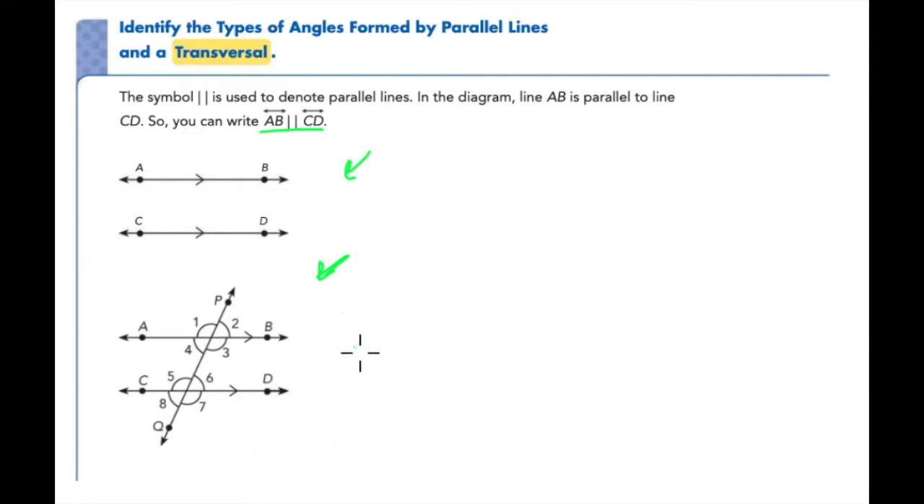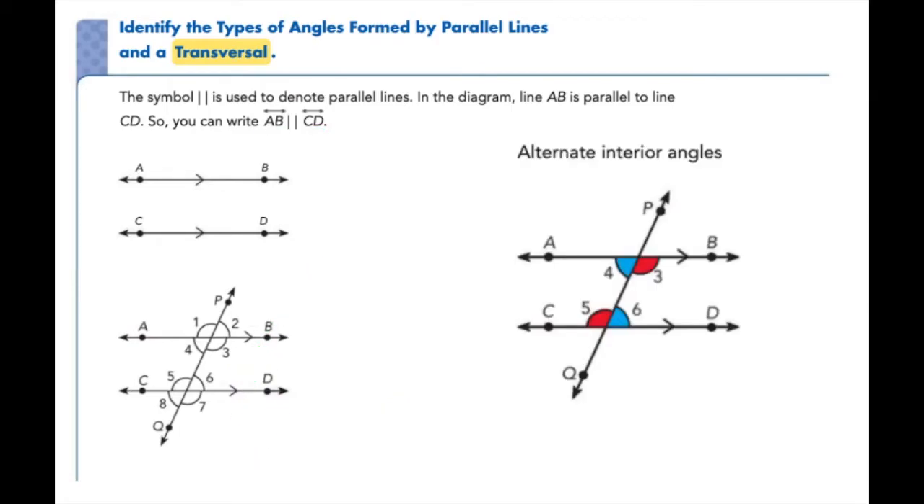The first 2 types of angles we'll look at are exterior angles. The exterior angles are the angles that are outside of the parallel lines. So these are your exterior angles. Then you have interior angles. The interior angles would be the angles that are positioned in between the parallel lines. The first type of interior angles that we're going to look at are alternate interior angles. So we're going to break this down.